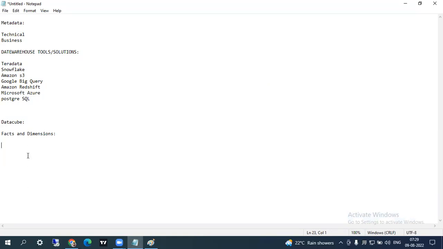What is a fact and what is a dimension? Facts are measures or numbers. In that table, only the numbers mostly would be stored regarding your business. Dimensions are the ones which describe your measures.